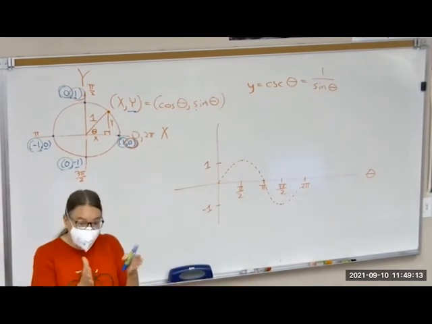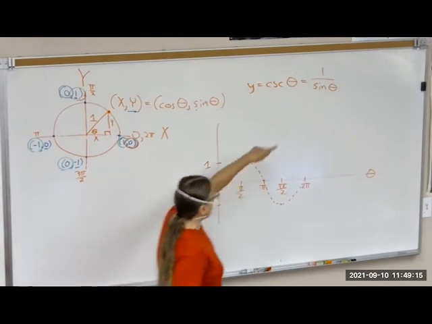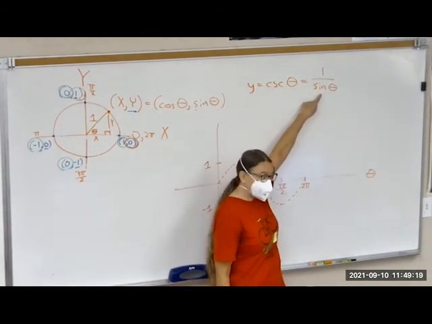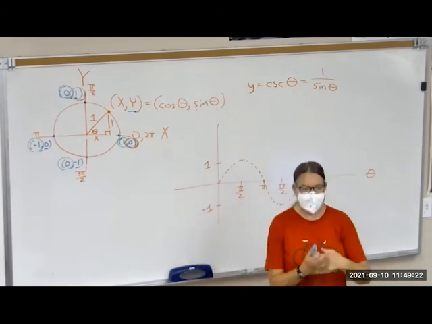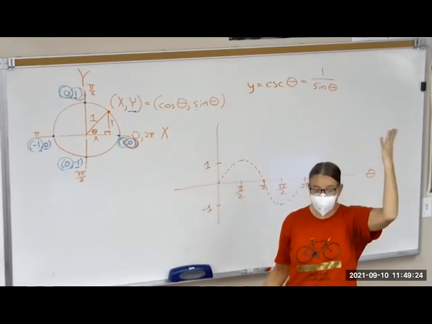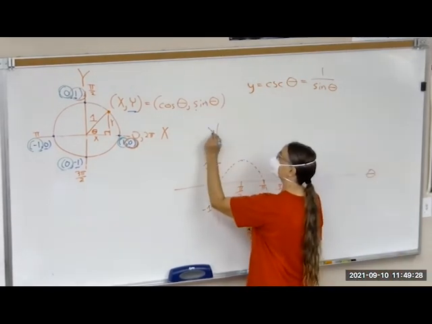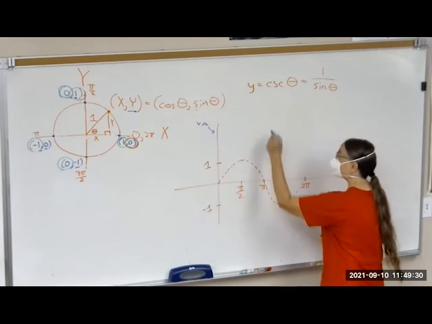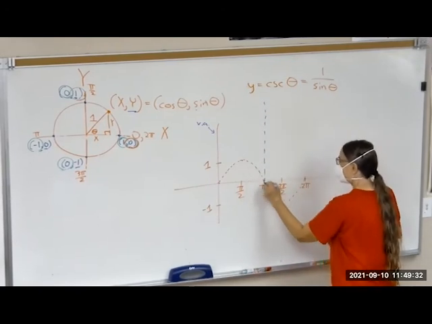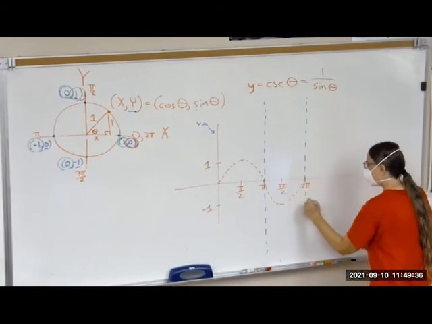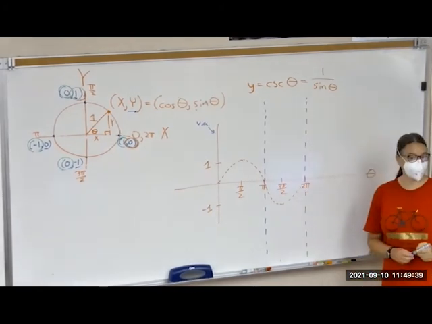Because as I'm close to those points, I've got 1 divided by something very, very small. And once again, if you divide by something small, you get something big. It's amazing how often that's a useful fact. That's going to tell me that I've got a vertical asymptote on the y-axis and at pi and at 2 pi.